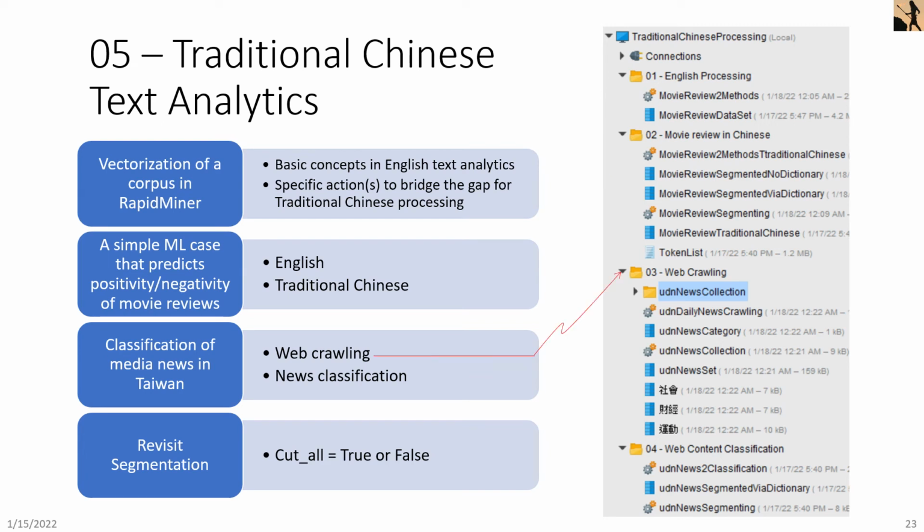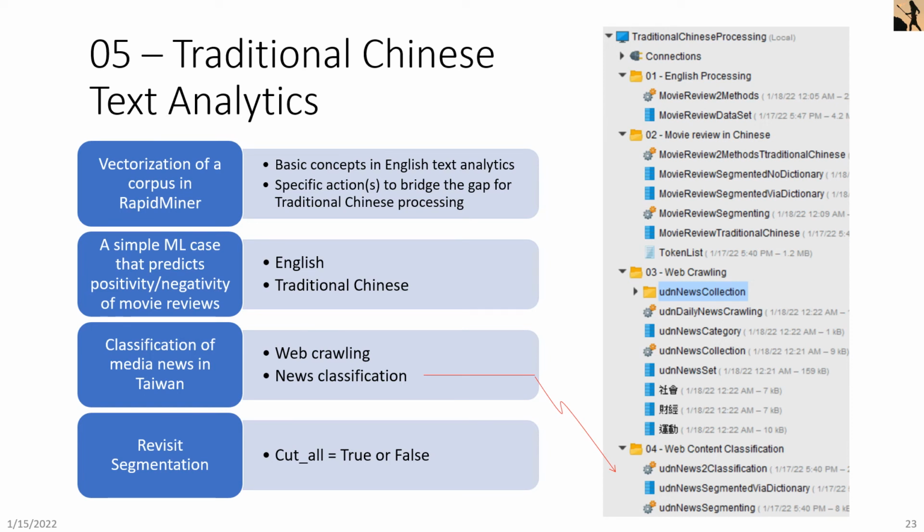Then we move to talk about two of the RapidMiner operators, namely getPage and cut operations. They work equally well for English and Chinese when trying to crawl some media news, right? And we will then finish it up with a simple multiple case classification of traditional Chinese media news.